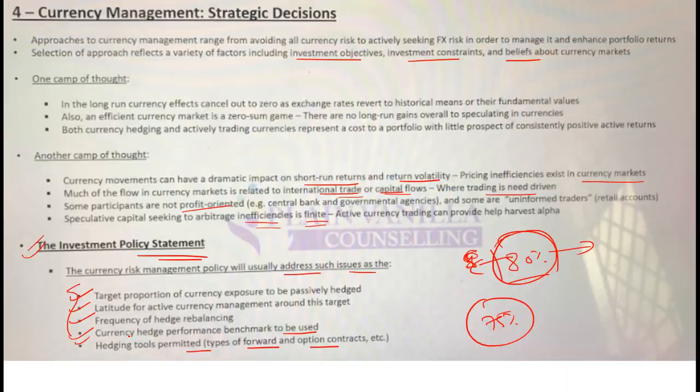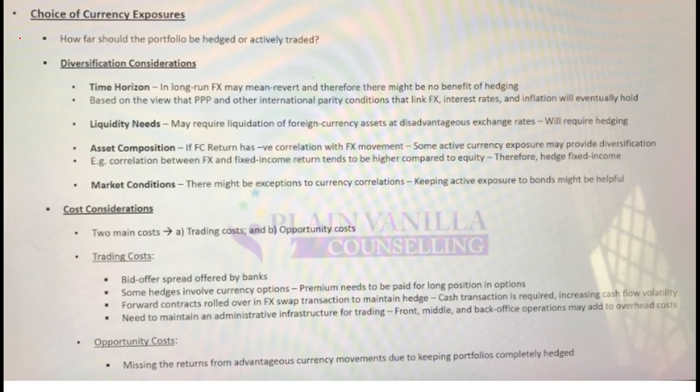So moving on further with currency management. As I told you, you need to decide how much currency exposure you need to take, whether you want it completely hedged or semi-hedged, or how much you want to manage actively. How do you decide it, or how do you choose it? You can decide it using different considerations. There can be diversification considerations and there can be cost considerations. That is, you may want to hedge or not hedge to keep your portfolio diversified, or you may want to hedge or not hedge to save your costs.